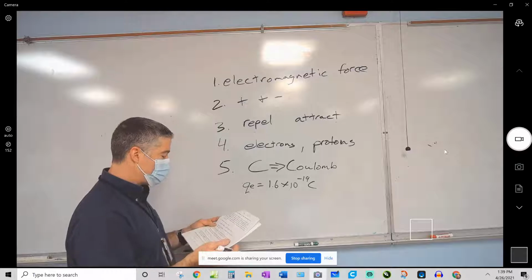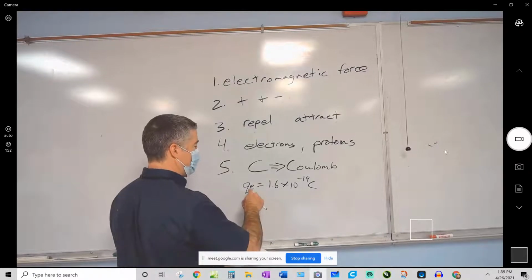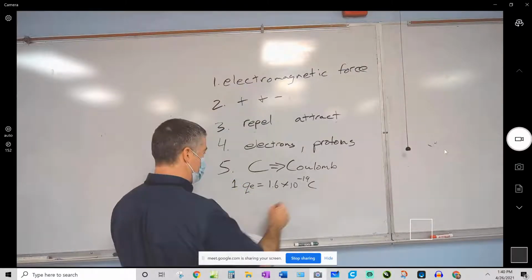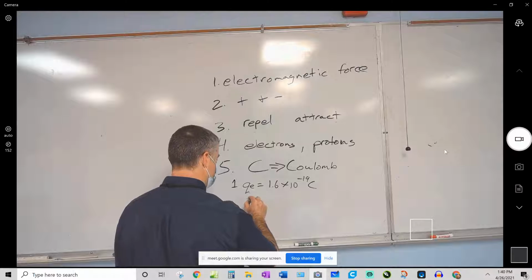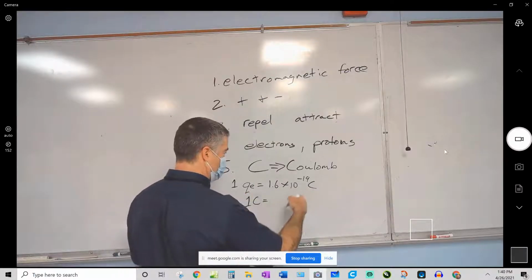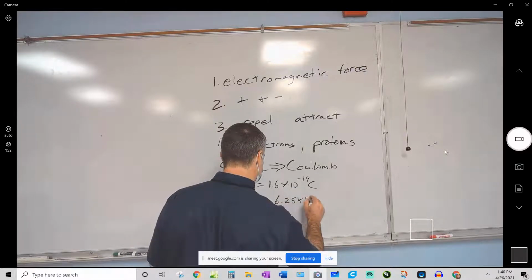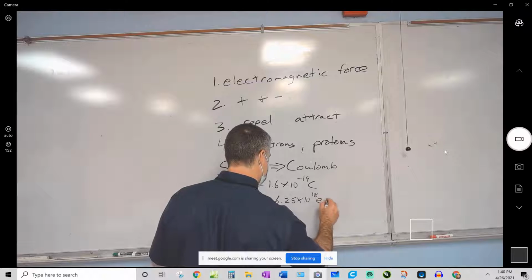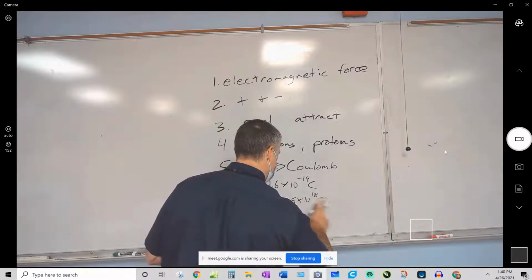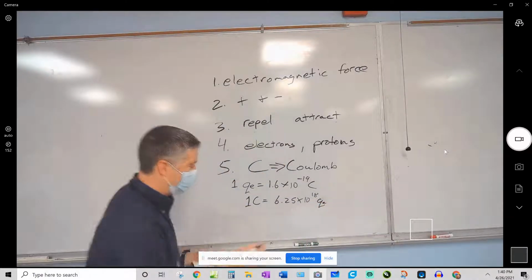And I'm not sure why Mr. Pennington puts it in here, but this is just the reciprocal. If one electron charge equals this many coulombs, then 1 coulomb of charge is equal to the reciprocal of that, 1 over that, which is 6.25 times 10 to the 18th electron charges. Or I guess I should write Q_e.